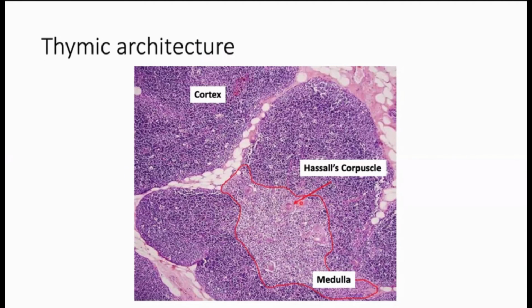And as well, you have these keratinized epithelial cell structures called Hassall's corpuscles that are unique to the medullary region and have some functions that I'll be discussing and hypothesizing about.